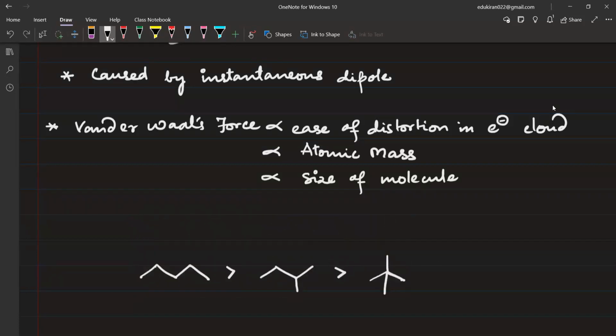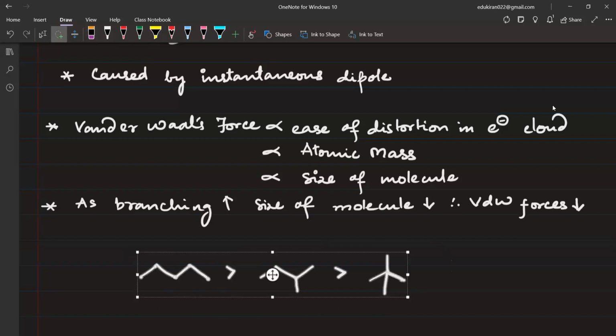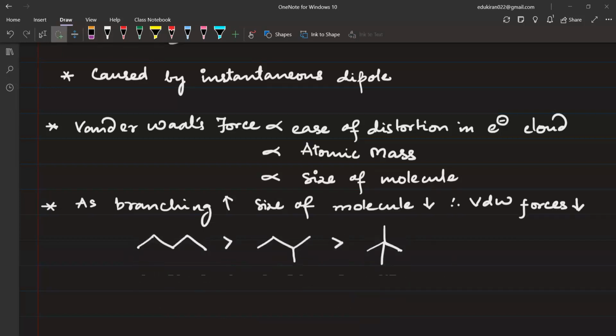Please write this, it is very important. As branching increases, size of molecule decreases. Therefore, van der Waals forces of attraction decreases. That's it. Now, does everyone have it? Yes, sir. If there is any doubt, please let me know.